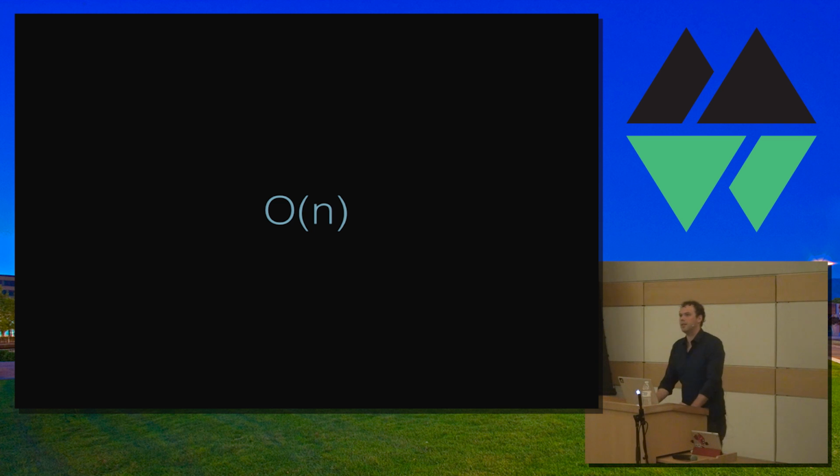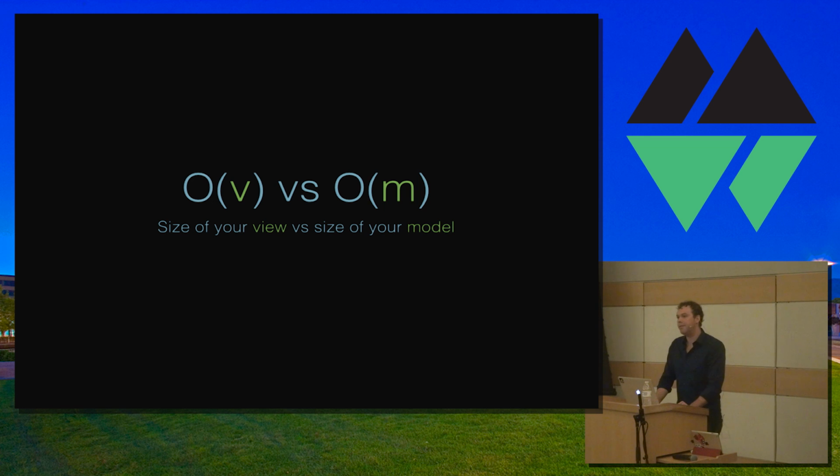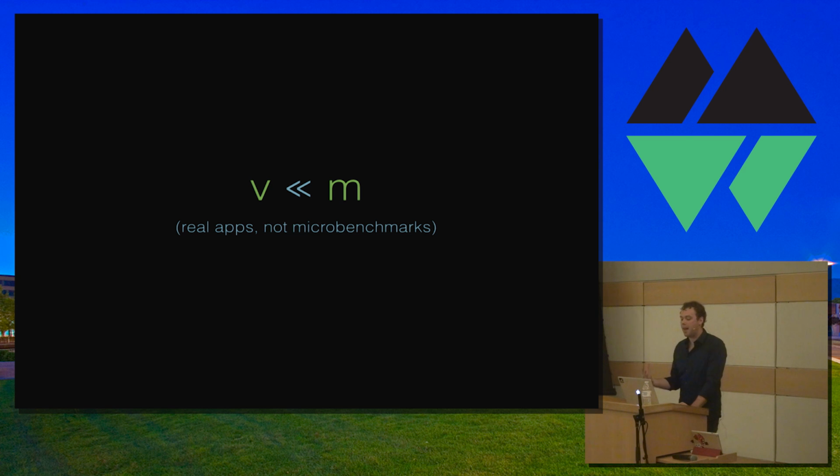What do I mean by O of n? Big O notation is a way of expressing what the performance characteristics of an algorithm are. But it matters a lot what n is. So let's break it out into O of v versus O of m, which is the size of your view versus the size of your model. And in our observation, the performance-sensitive apps have v, which is a lot smaller than m. Again, those performance examples are like type-ahead search, sortable data tables, timeline on Facebook as well.